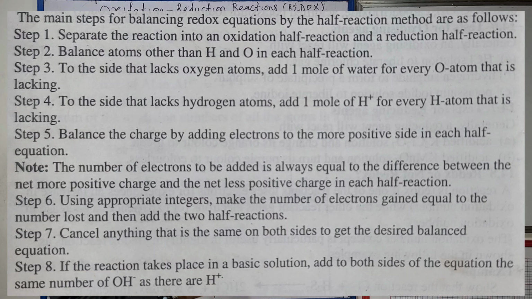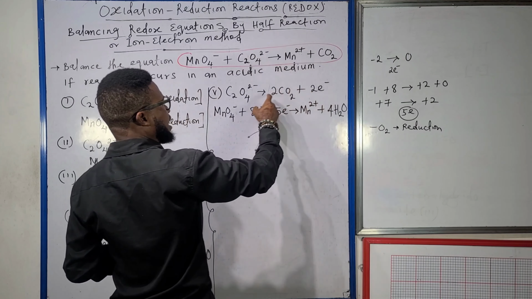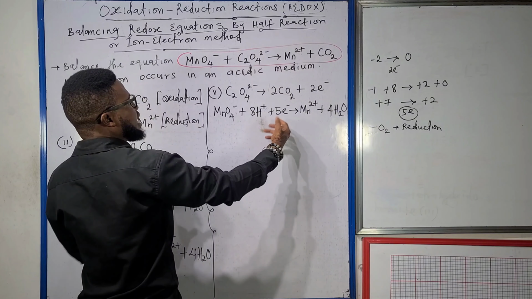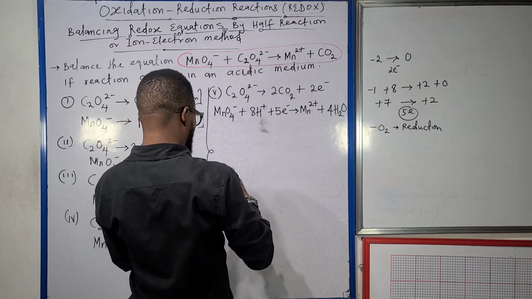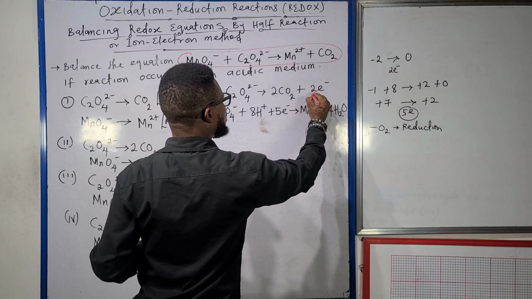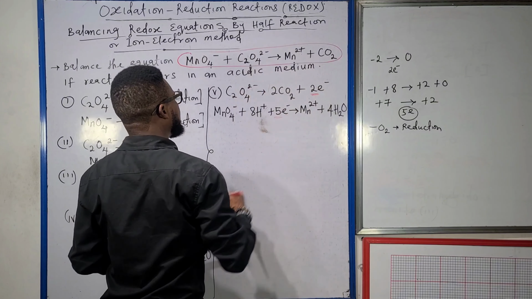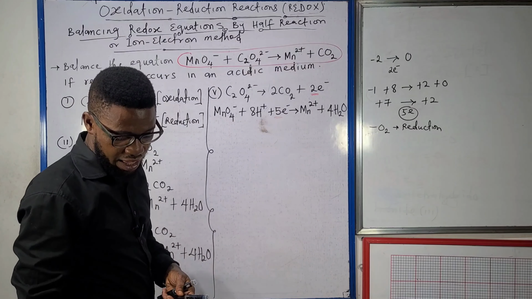That ends step 5. For step 6, we're going to make the electrons gained equal to the electrons lost. Electron loss equals electron gain. This looks like 2 electrons have been lost here as we have the electrons on the product side. This looks like 5 electrons have been gained there as we have the electrons on the reactant side. So what that means is you're going to use this 2 to multiply the second equation, and you'll be using this 5 to multiply the first equation.